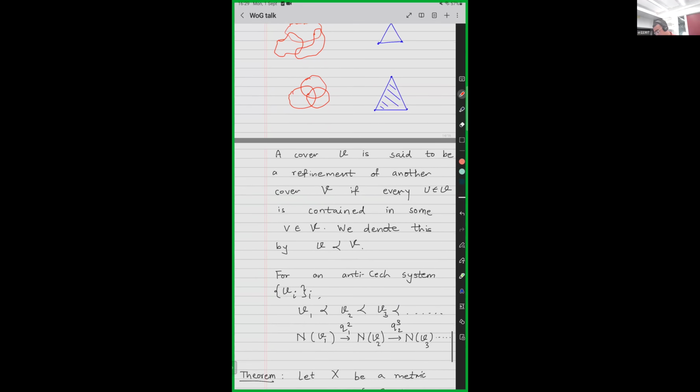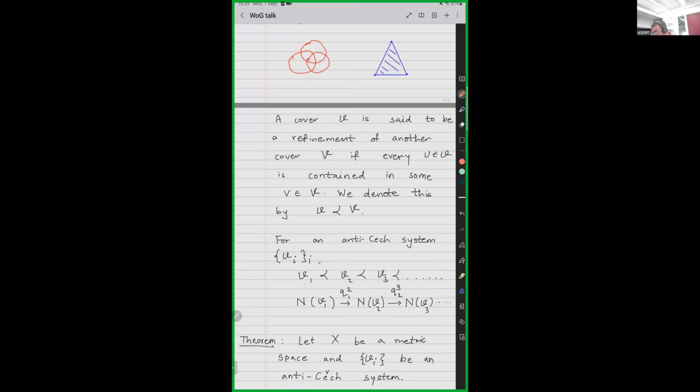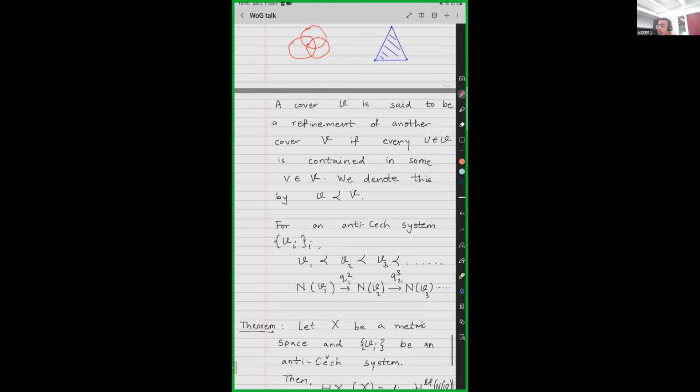So when we have such an anti-Čech system, U1 is a refinement of U2, which is a refinement of U3, and so on. I think I've said what a refinement is. So correspondingly, on the corresponding nerves, you get simplicial maps. There's a map from N of U1 to N of U2 to N of U3, and so on. It's the natural map: every vertex in N of U1 corresponds to a set in U1, which is contained in some set in U2, and you send that vertex via this map to the corresponding vertex in N of U2, right?